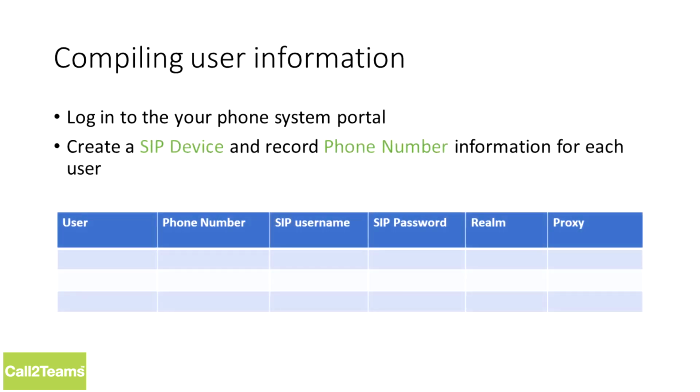To compile the required SIP and phone number information, you'll need access to your existing phone system. SIP credentials are typically used by normal phones to connect to your phone system, so either create a new device for your users, or use the details from an existing device. Use this table to also record the phone number for each user, as you will need that later.